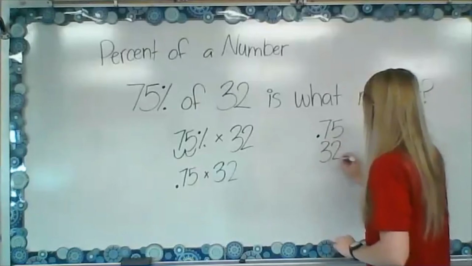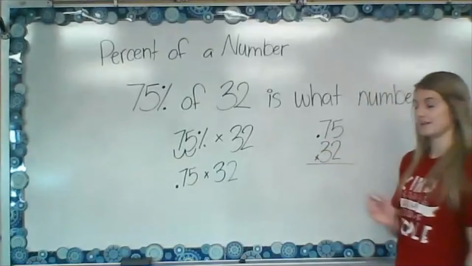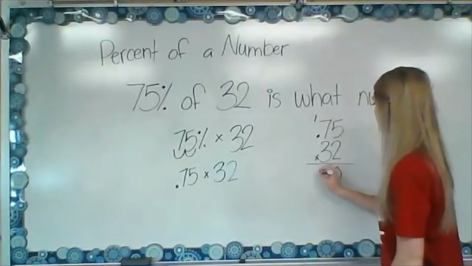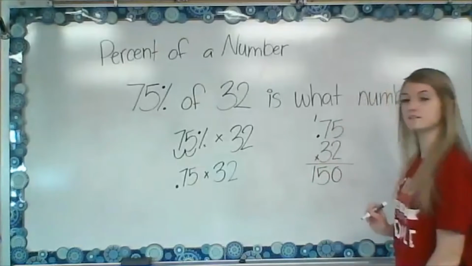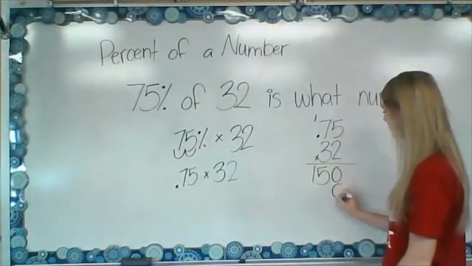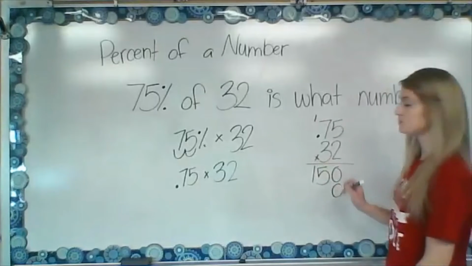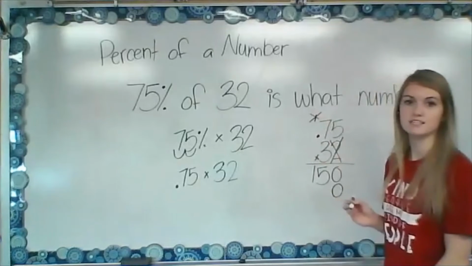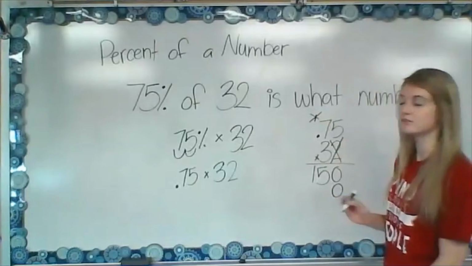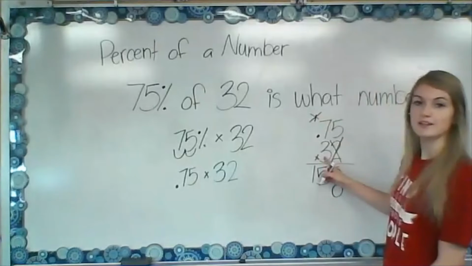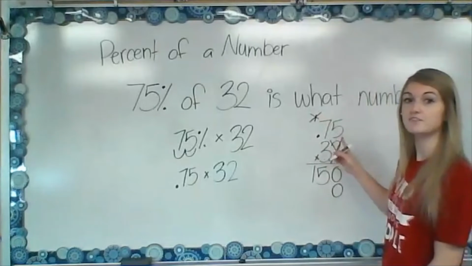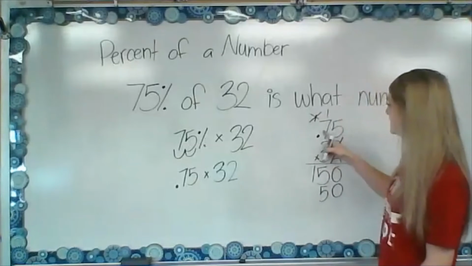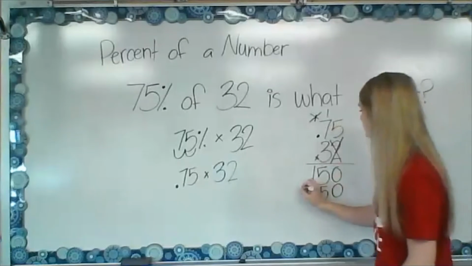75 hundredths times 32. Okay, I'm going to do 2 times 5 is 10. Carry the 1. That's going to be 15. Put my 0 here to hold that spot. Now this time I'm going to cross off the 2 because I used it. I'm also going to cross off the 1 because I used that one too. I don't want to confuse myself. Okay. Now we multiply the 3. 3 times 5 is 15. So I put the 5, carry the 1. 3 times 7 is 21, 22.